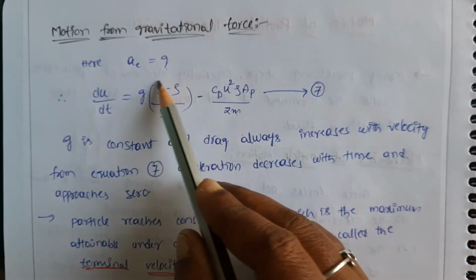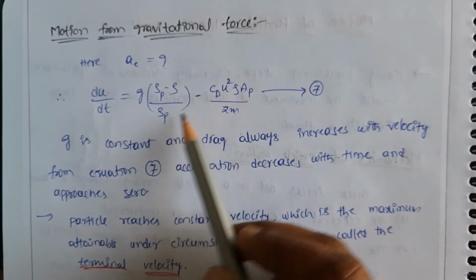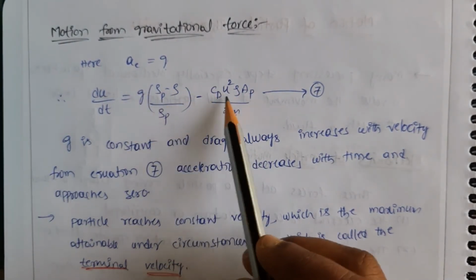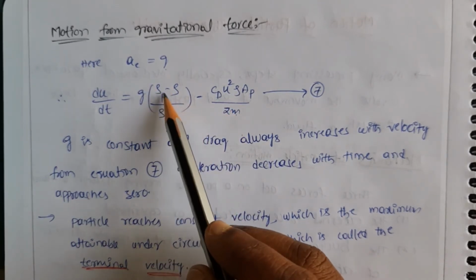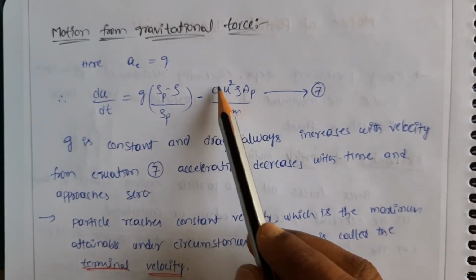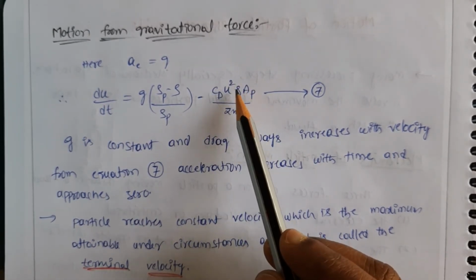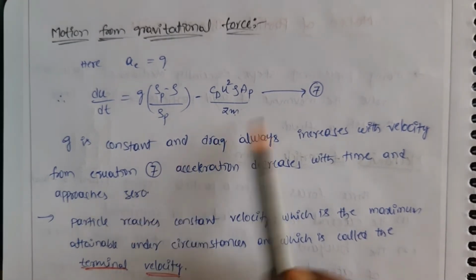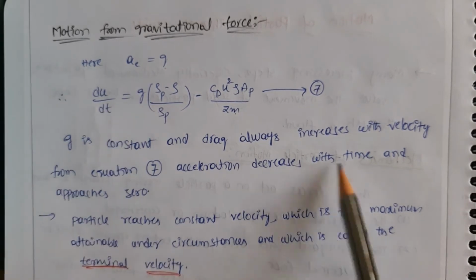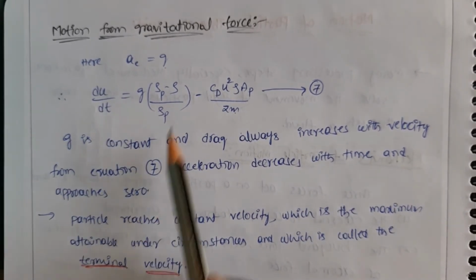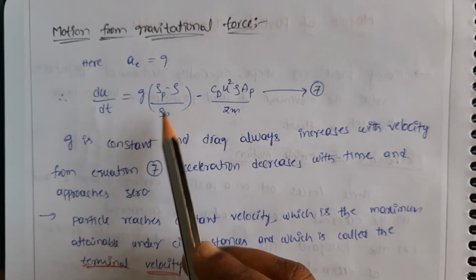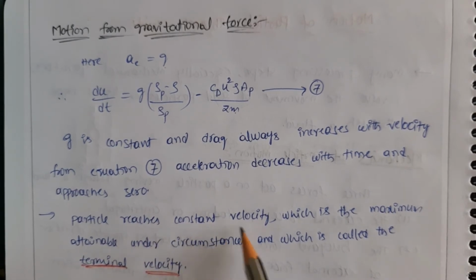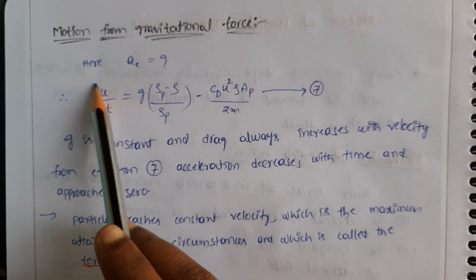So what happens, since this term is constant and this keeps on increasing, at one particular time this term will become 0, right? Since all the other terms are constant, only the drag force term keeps on increasing. Gradually, in equation 7, acceleration decreases with time and approaches 0. So du by dt becomes 0. At that particular time, the particle reaches constant velocity. If velocity is constant, then only this term will be 0, right?